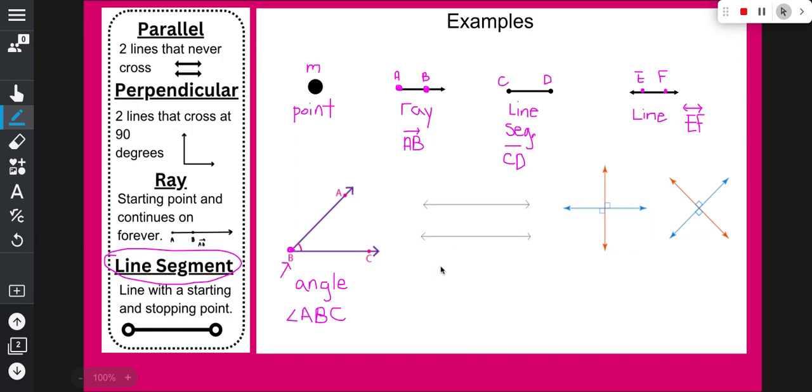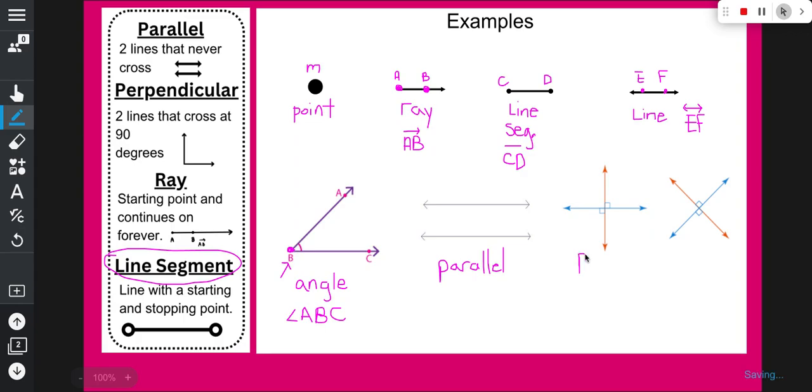The next one here is called parallel. What I like about the word parallel itself is it actually has parallel lines right there in the middle of the word. So this is parallel lines. Parallel lines are like railroad tracks. They are never going to cross. When those lines continue in both directions forever and ever, they will never cross at any point. That's what would make them parallel.